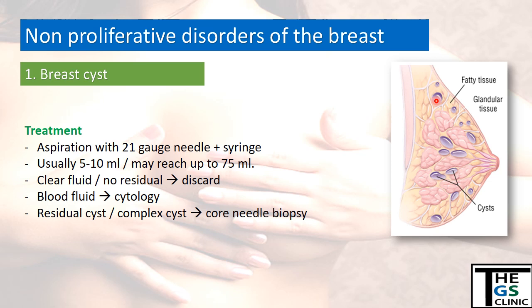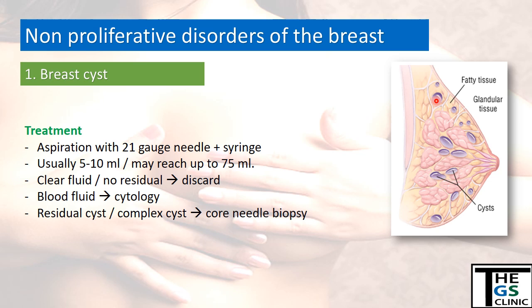Sometimes it might reach 10 cc within it, and the fluid content might be clear fluid or bloody fluid, or sometimes it contains milk and we call it galactocele.